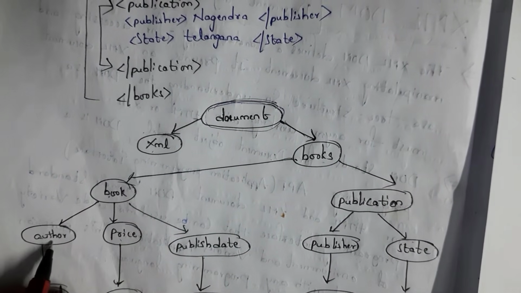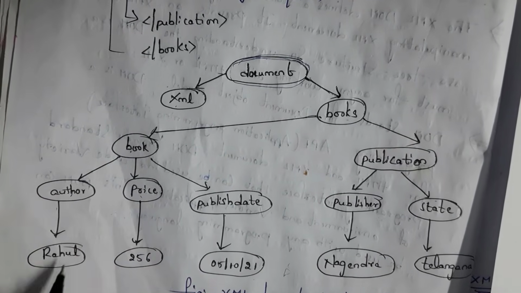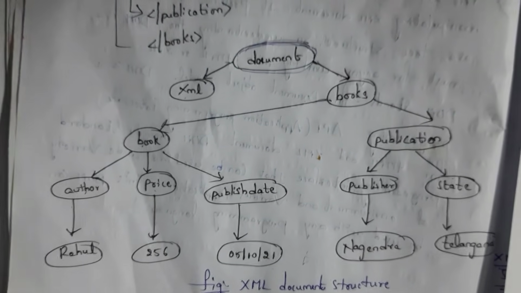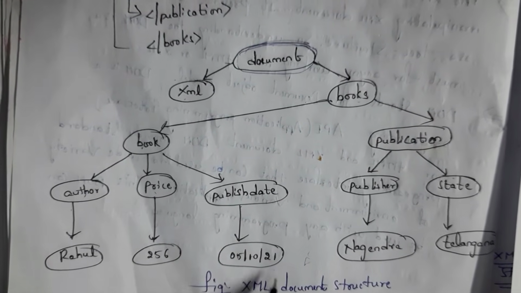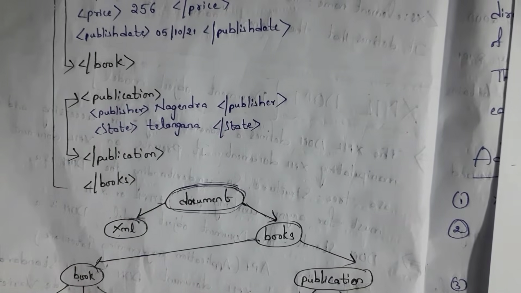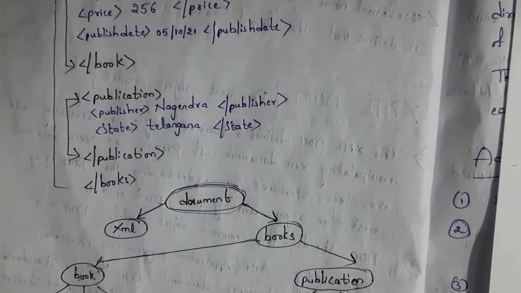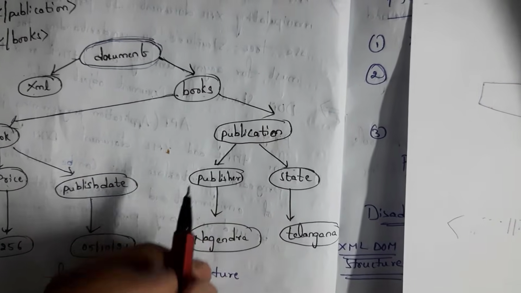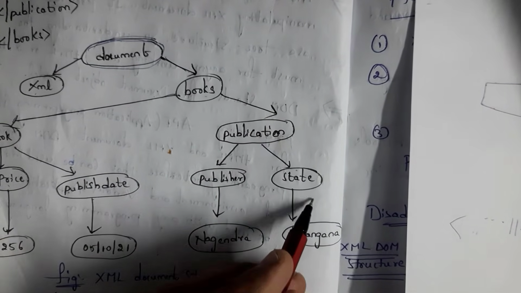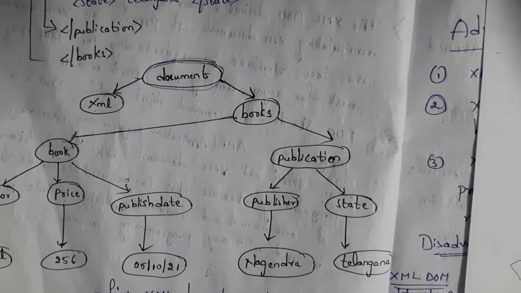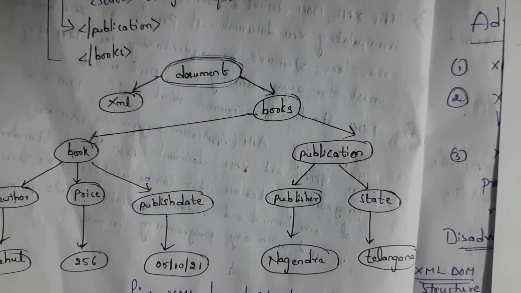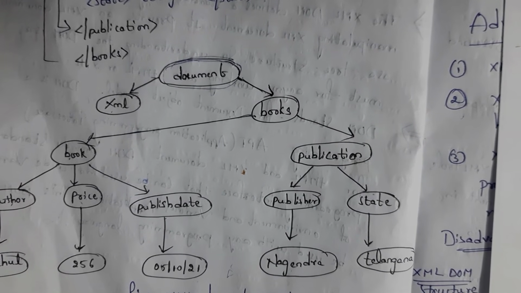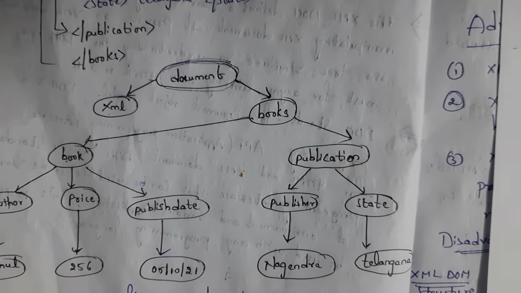Inside the book tag I wrote author, with author name as Rahul, price as 256, and published date as 5/10/21. Similarly, inside publication I wrote publisher name as Nagendra and state as Telangana. So it looks like this. This is the entire tree structure of this XML document. The main use of this XML DOM, that is Document Object Model, is to represent our XML document in the form of a tree structure.